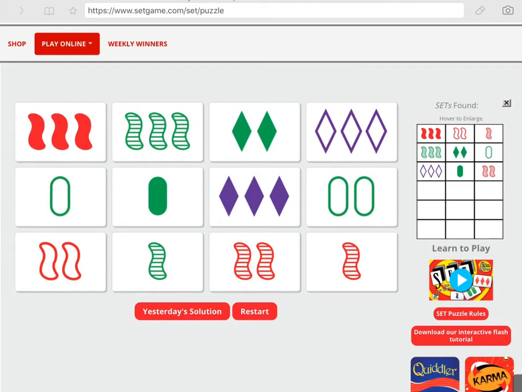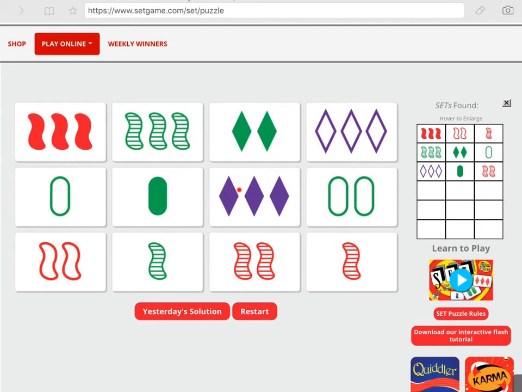Okay, stick with me here, we're getting close. We have this one, we got to check it with each one. Same shape, doesn't work. This one might work. That oval with those diamonds, everything's different: shape, shading, color, number. So what would go with that?